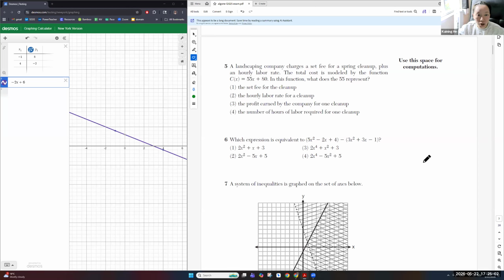Okay, next one, number 5. A landscaping company charges a set fee for a spring cleanup plus an hourly labor rate. So this is a very classic linear equation setup. It's always going to be, if that person shows up at your door, you're already being charged a fee. And then the more that they work, the more that you're going to pay them. So this will be our very classic linear equation that will show up every single year.